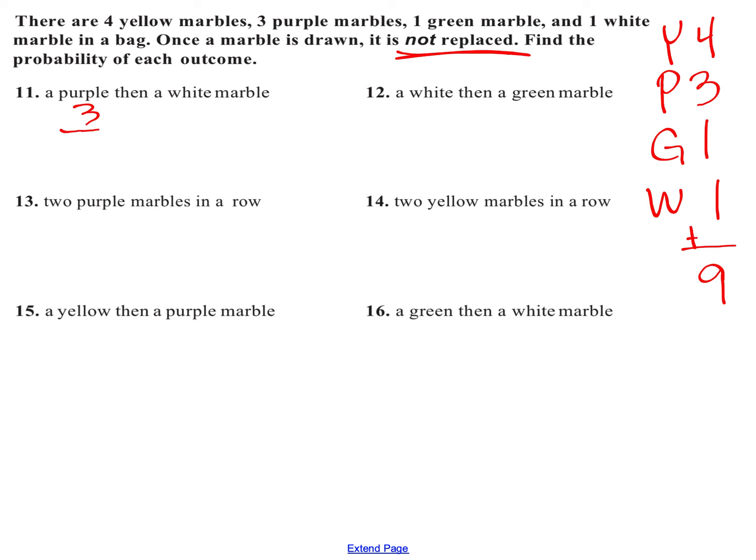There are 3 purples out of the 9. And then we're going to draw a white marble. Now, once that purple marble's been drawn, there are only 8 marbles left. And of those, only one of them is white. So this is 3 out of 72, which is a probability of 1 out of 24.